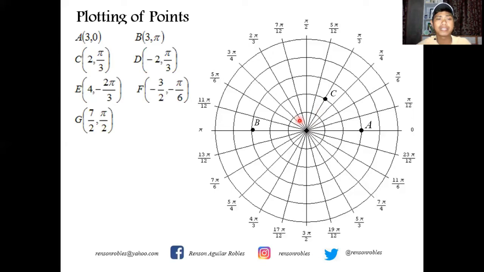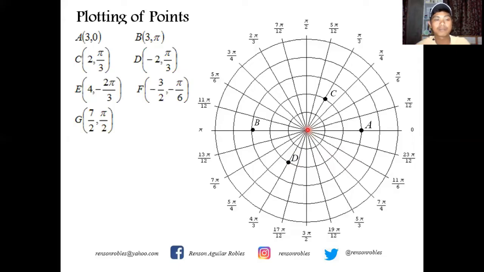And then for point D, notice that the radius vector R is negative. So this is negative 2, pi over 3. But again, you look first for the angle, that's pi over 3. This is pi over 3. But when the radius vector R is negative, you trace it on the opposite side. So this is pi over 3 extended over here, which means negative 2, pi over 3 is located 1, 2, and this is your point D. This is negative 2, pi over 3.